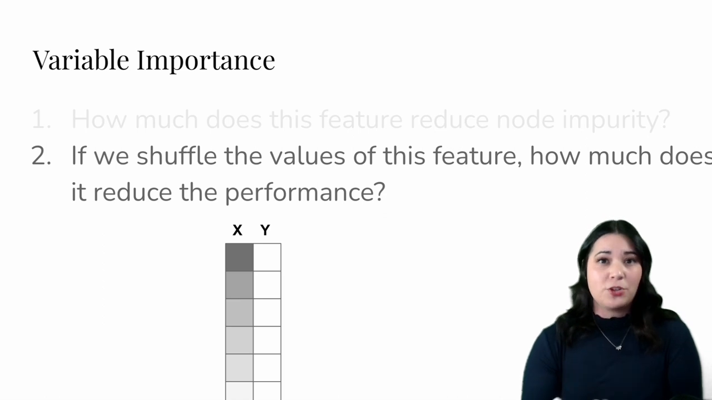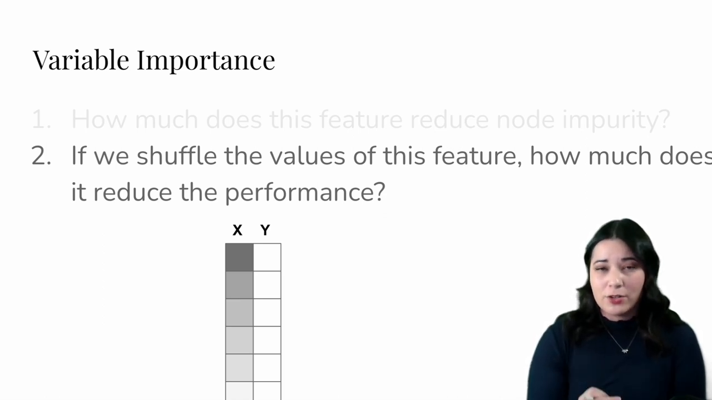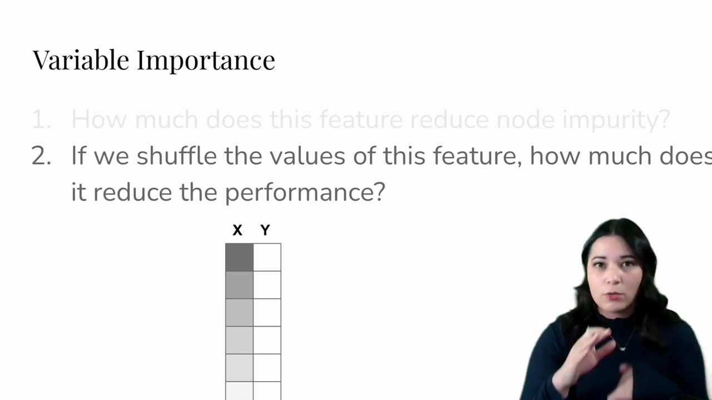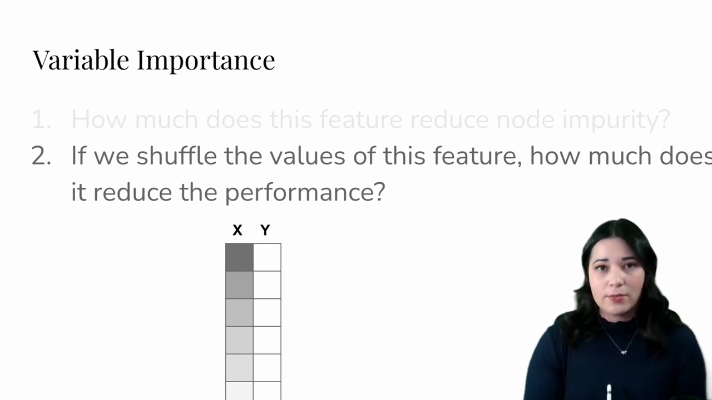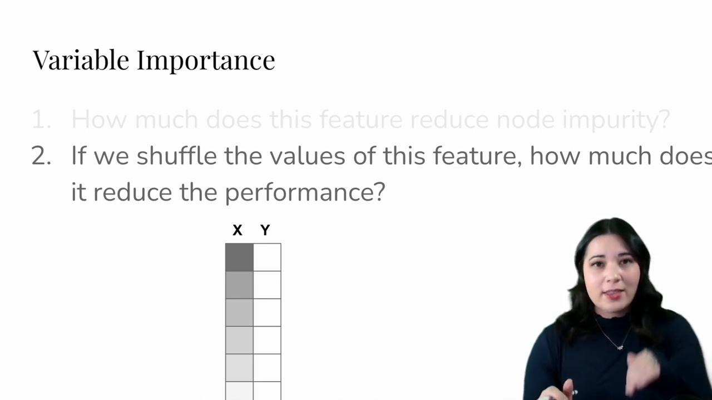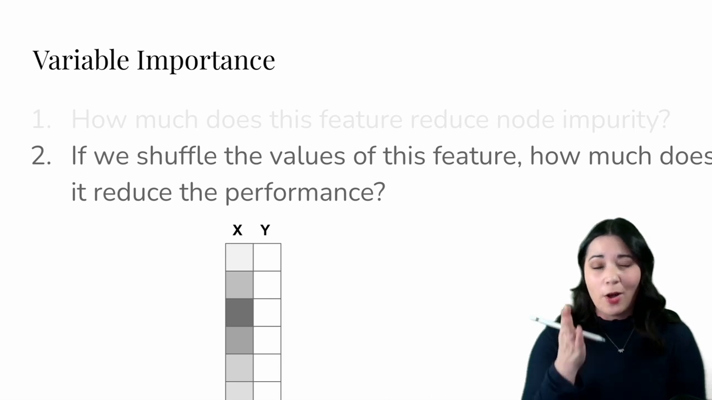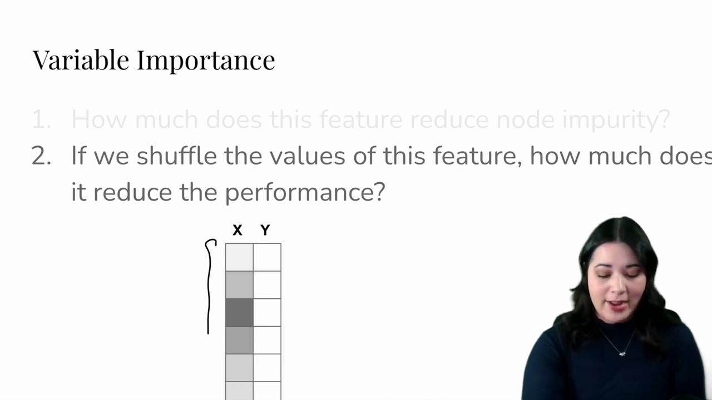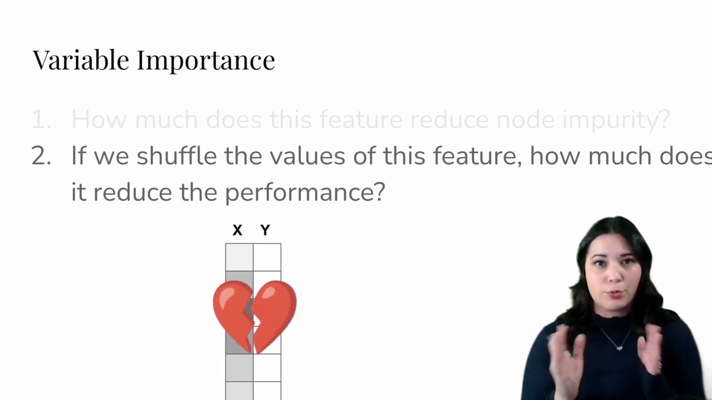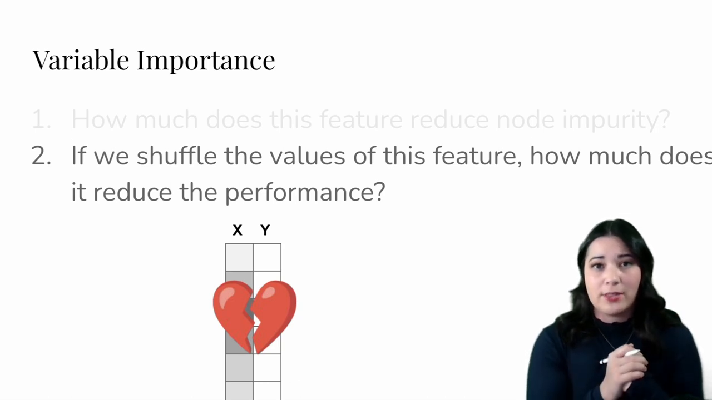Another way we can measure variable or feature importance is by taking the variable that we're interested in and scrambling or randomly shuffling the values. We keep the rest of the data exactly where it is, but we take this one column we're interested in and we shuffle it. Once we do this, all of the values from that column are now in a random order. This breaks any relationship that this variable had with the thing that we're trying to predict because we've randomly scrambled the information in that column.